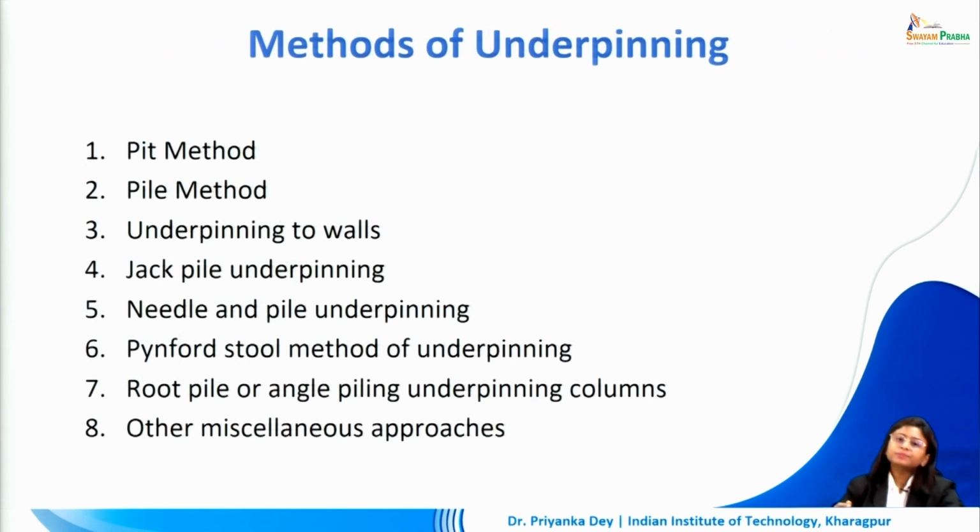So the various types of underpinning that we can go for include something called the pit method, very popular method, the pile method. We can do a special process for the underpinning to walls. There's something called jack pile underpinning, followed by needle and pile underpinning. We also have the pine fort stool method of underpinning. Then the root pile or angle piling underpinning columns.